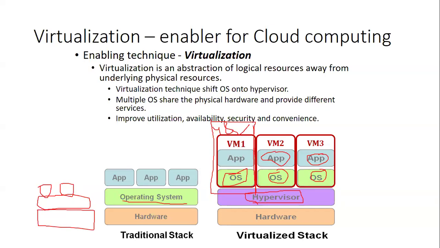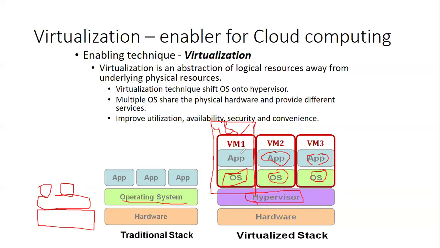Then what are the advantages we received? First, we were able to optimize the way we use and consume the resources, that is utilization. And availability also increased. For example, if we want a new app to be scheduled, I can quickly look at the hardware stack and understand that this particular server can accommodate one more VM, so I can schedule quickly. That means availability is there. Security wise also, each VM has its own way of isolating from each other.